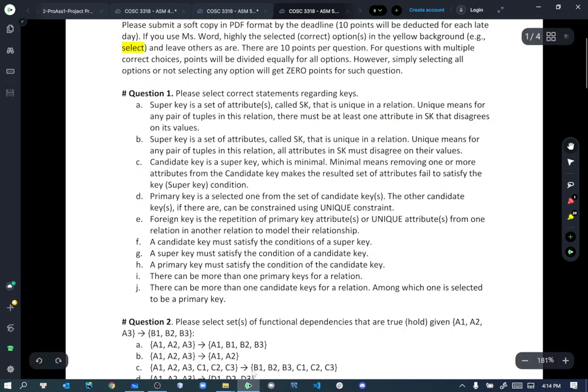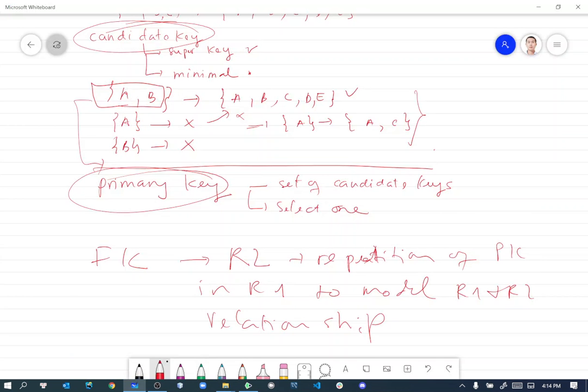homework over here. So you can see that a super key is a set of attributes called SK, and that is unique in a relation. It is unique means that given that set of values for the key, you can find only one row. And it is unique means they have to agree only at one value. They don't have to agree at all the values. Let's just give an example.